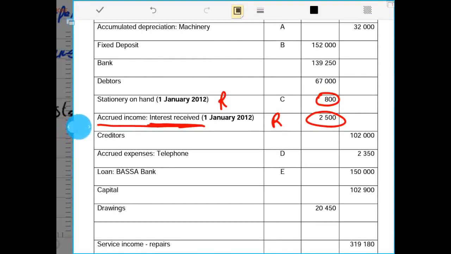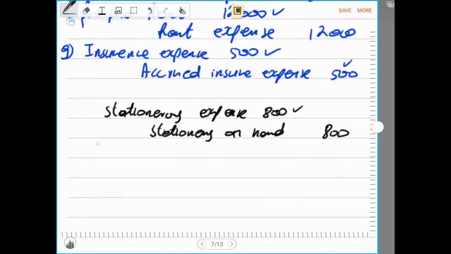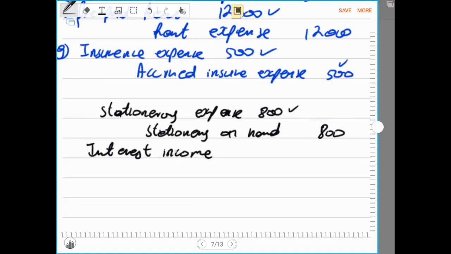So we record that on the debit side, where we record interest income. On the debit side, we record interest income, and we credit accrued income. And the accrued income is 2,500, and this is 2,500. So now we have made a reversal for this entry.